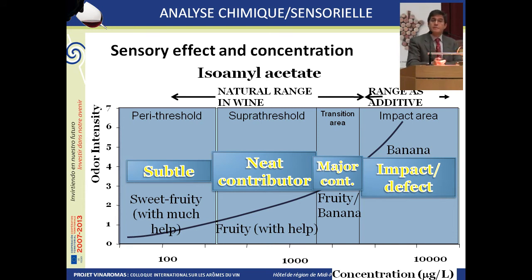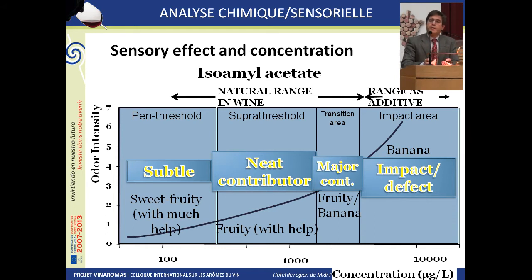So that means that in some wines, this compound will be just a subtle compound. In some others, it will be a neat contributor. In some others, a major contributor. And in some others, it will be an impact odorant or even maybe a defect if we really didn't want to have a banana smell there.